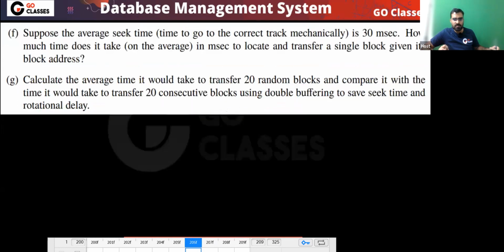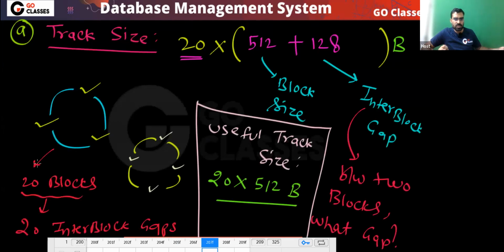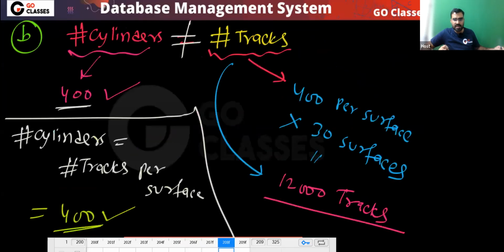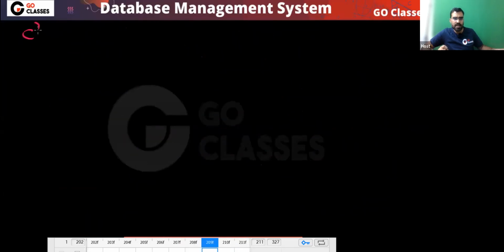Now, what is the next question? The next question is, what is the total capacity and total useful capacity of a cylinder? For the cylinder also we are asking the same thing. Part C. What is the total capacity? Cylinder capacity.